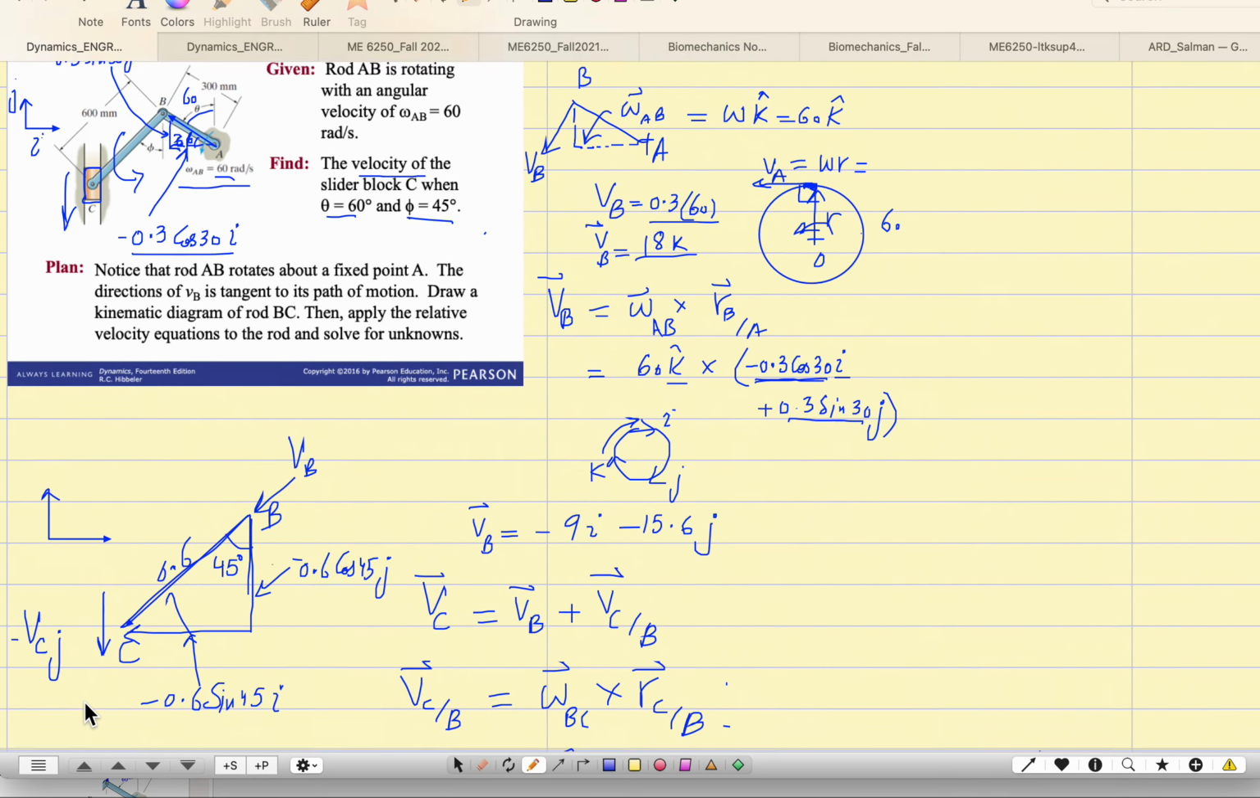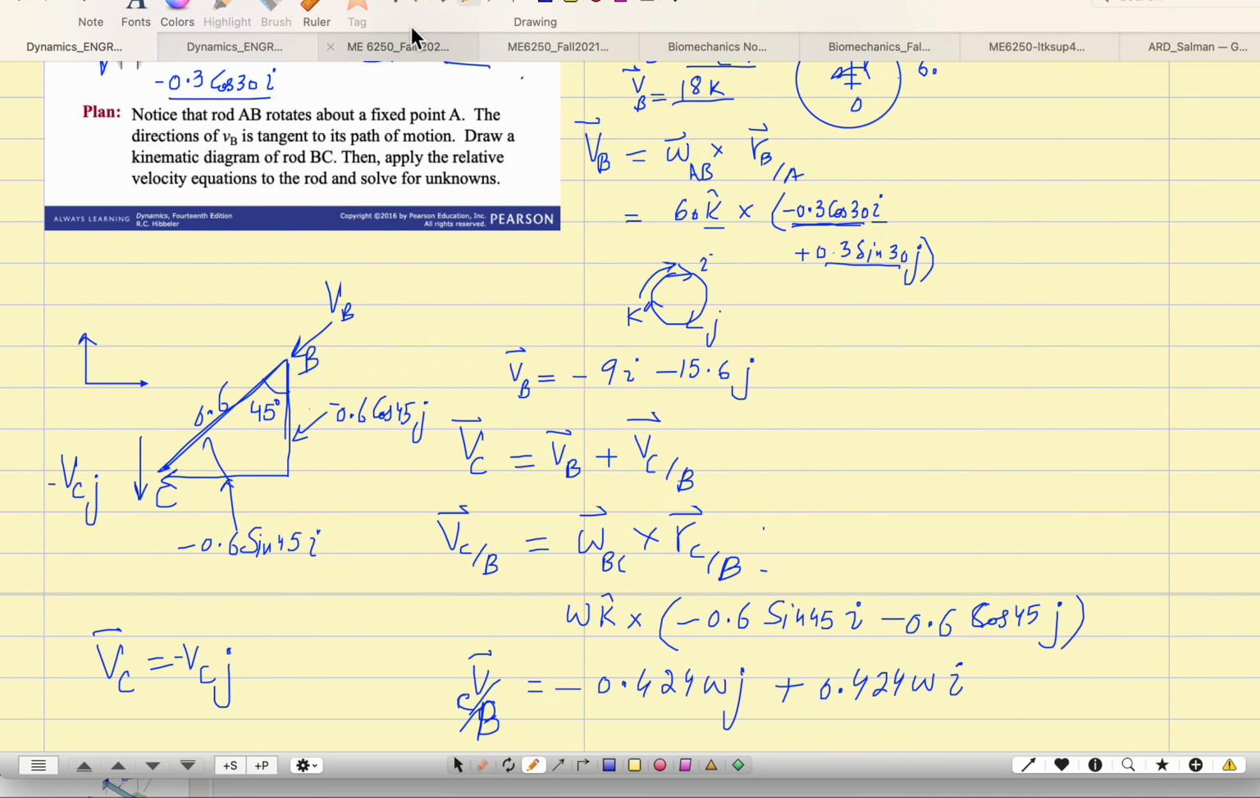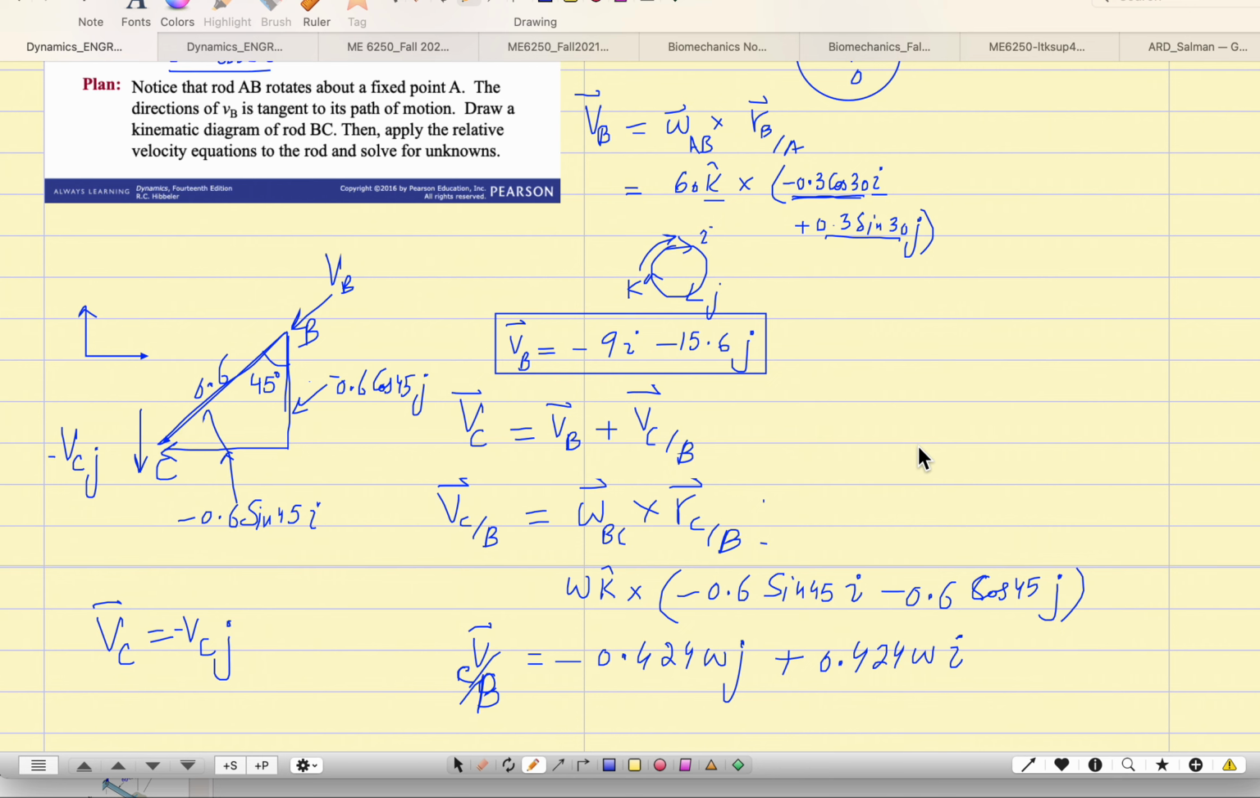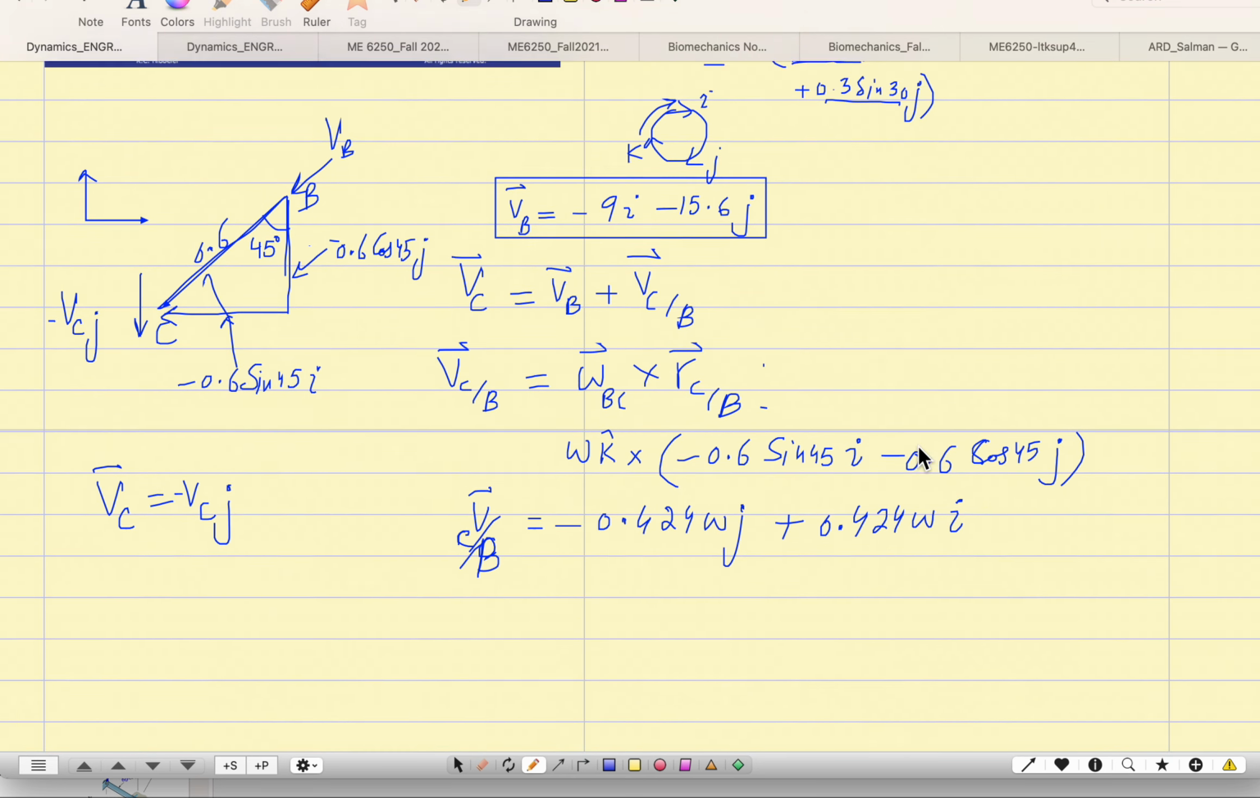And what is the velocity of B? Velocity of B is this one. We already calculated it, so don't worry about this portion. So I'm erasing this portion. This is not correct. The other one is correct. I got confused with the radius, which is aligned with the vertical. So the radius is not aligned. We have to resolve the radius.